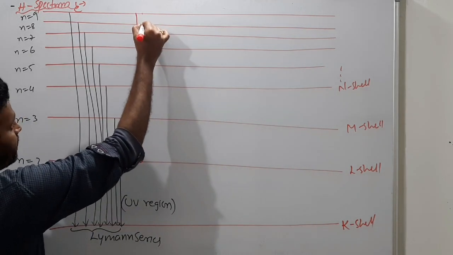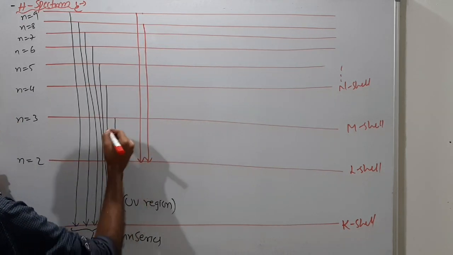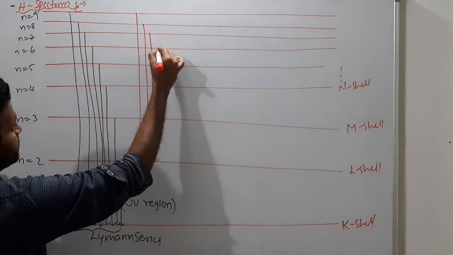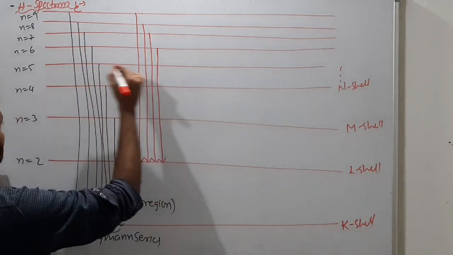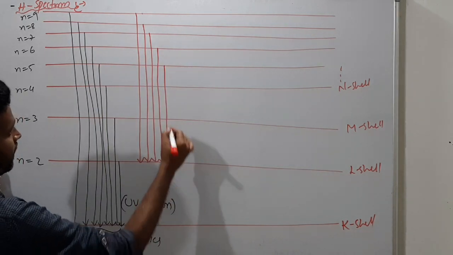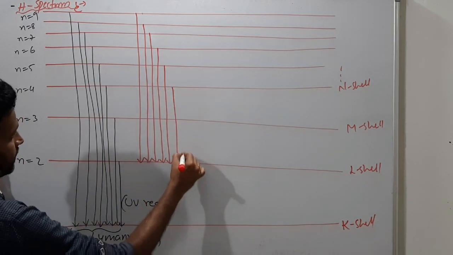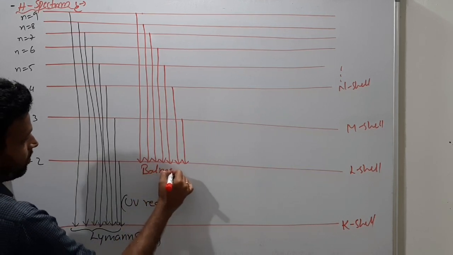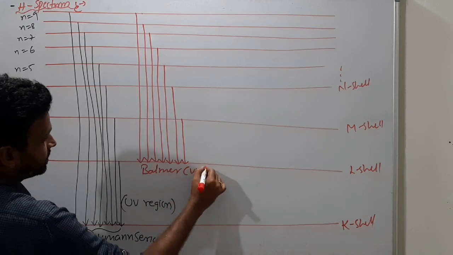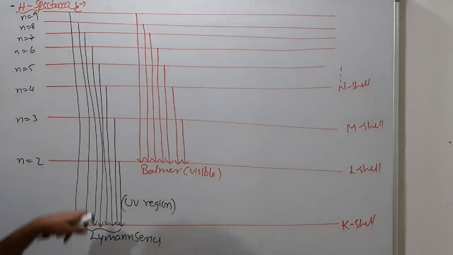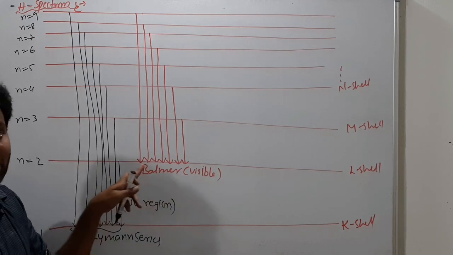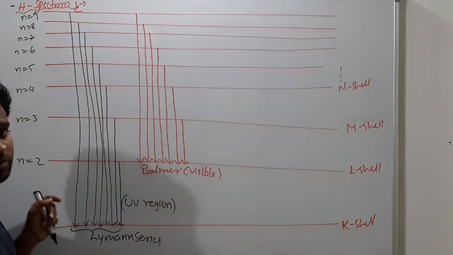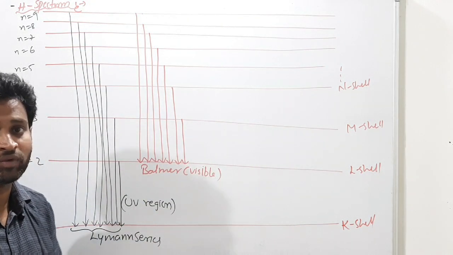So 9 to second, 8 to second, 7 to second, and 6 to second, and 5th to second, and 4th energy level to second, and third to second. This is what series of spectral line? Balmer series, observed in visible region. So this is Lyman series, Balmer series. You have to draw this total hydrogen spectrum with all series of spectral lines, and you have to send it in our group, everyone. Okay.